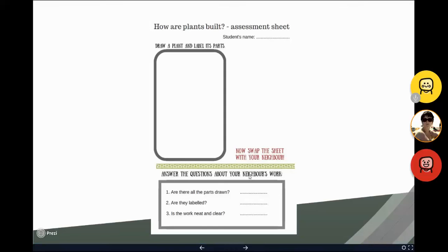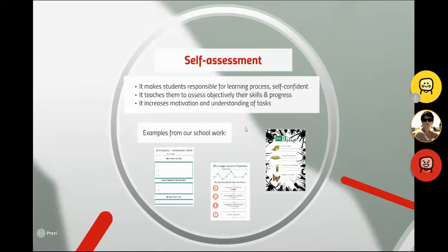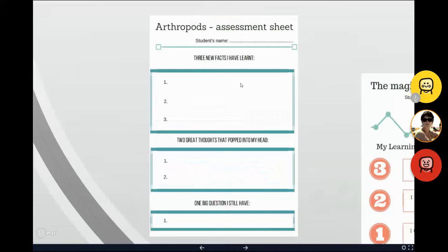And the examples. Here, another science lesson about arthropods. It's a very nice idea, 3-2-1: 3 new facts I have learned, 2 great thoughts that popped into my head, so still I haven't got the answer, and one big question I still have. Right, okay, so 2 great thoughts that I have and one big question I still have. That would be a perfect beginning for the next lesson, or a kind of a project to do at home.